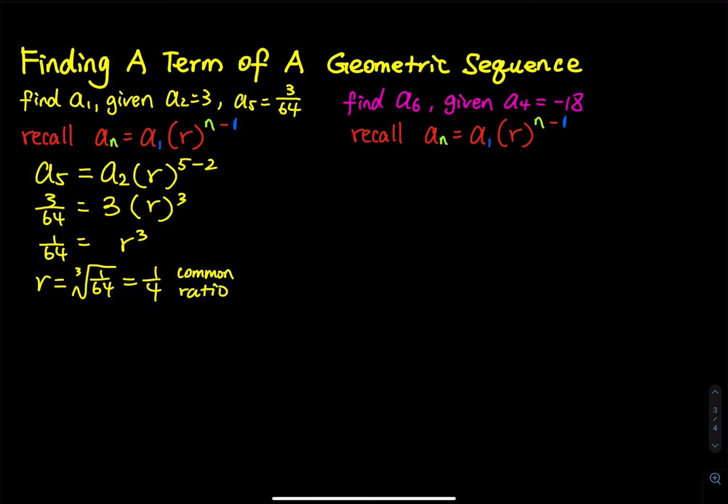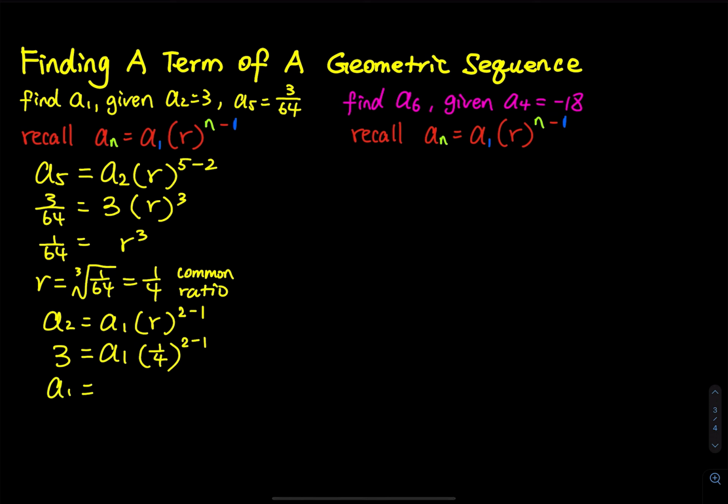Now we can find a_1. We are going to use the formula again. This time we use a_2 equals a_1 times r raised to n minus 1. We know that a_2 equals 3. We don't know a_1, that is what we are trying to solve for, and r is 1 over 4. So n minus 1 will be 2 minus 1. We have 3 equals a_1 times 1/4. All you have to do is multiply both sides by 4, then a_1 equals 12. So that is the answer to the first problem.